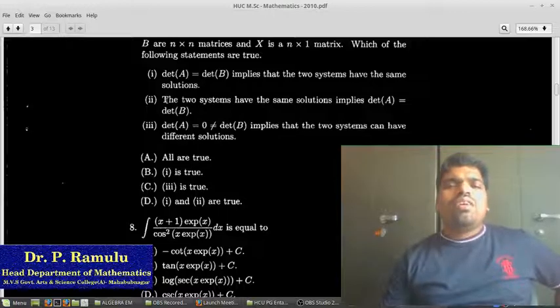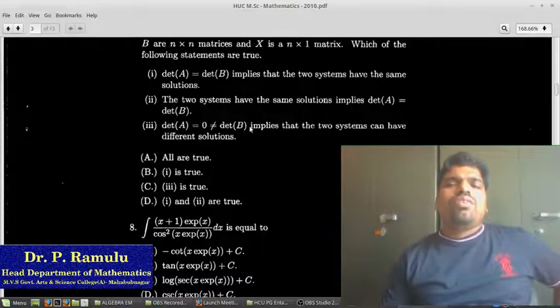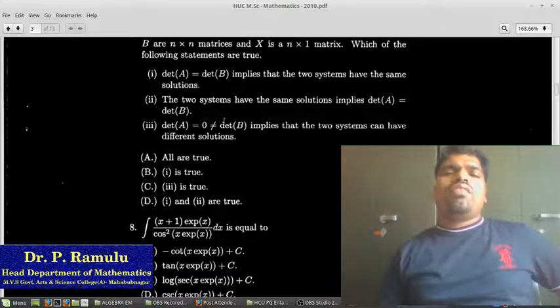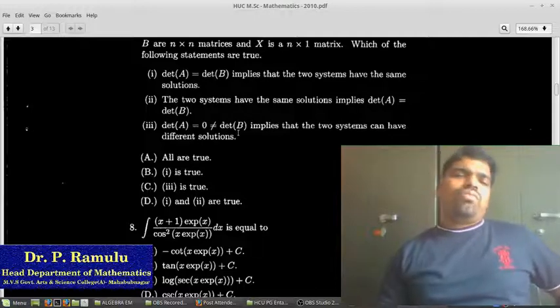So if both are wrong, compulsorily the third one is true. Alright, so the answer is C. You can take any value. Det A equal to 0, that means, for example, A equal to 1 0 0 0, and det B not equal to 0, you can take an identity matrix. So this has infinitely many solutions, and this has only the zero solution. A equal to 1 0 0 0, B is equal to 1 0 0 1. It has trivial solutions, so it has infinite solutions, it has only the zero solution.